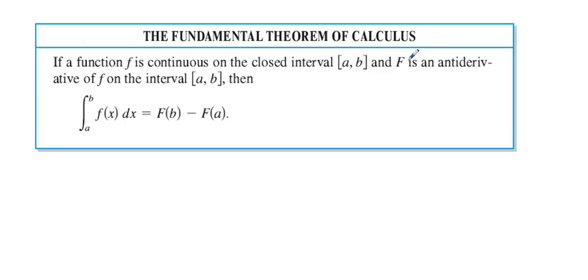And capital F is an antiderivative of lowercase f, like we looked at before, on that closed interval a to b. Then, if we have this antiderivative, the integral from a to b of f of x dx is simply the antiderivative evaluated at the upper bound minus the antiderivative evaluated at the lower bound. That is all it is. That's all we have to do to calculate this.